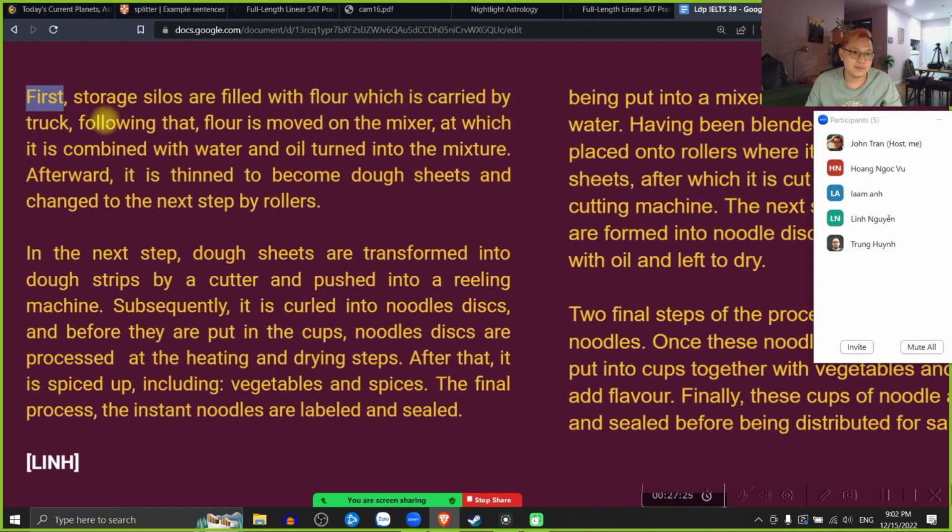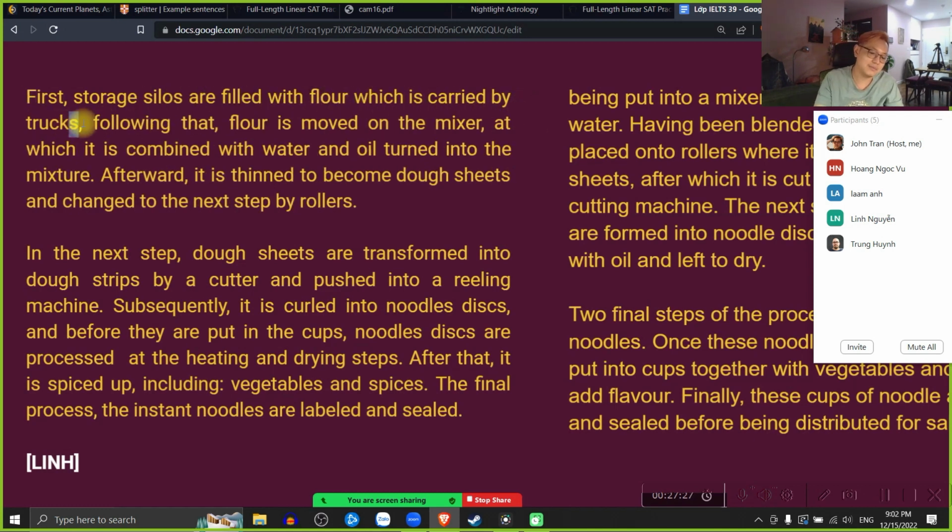Which is carried by trucks. But chắc là chỉ có một truck không? You don't know, it's just one truck or not. Cái chỗ này biến nó thành một câu đi, khác đi. Try to turn it into a new sentence here.